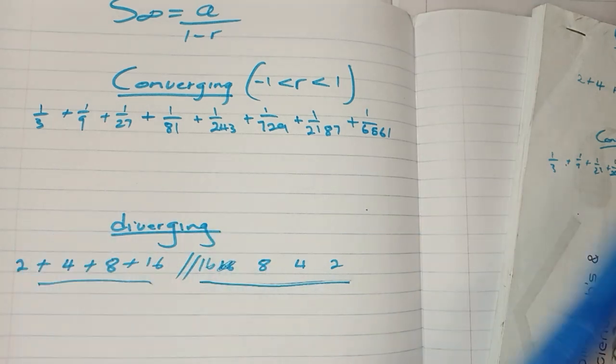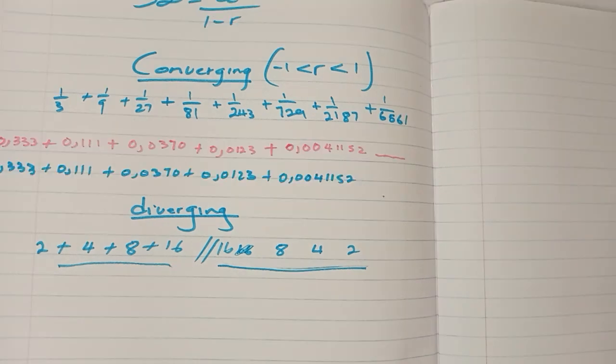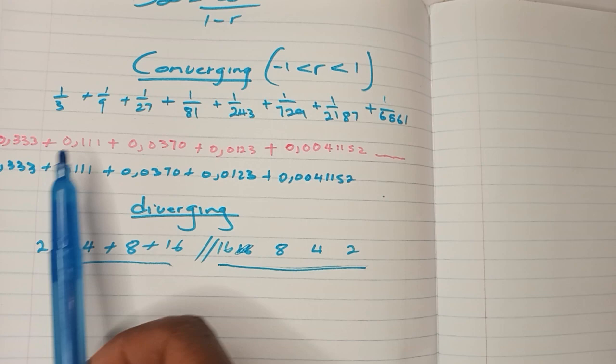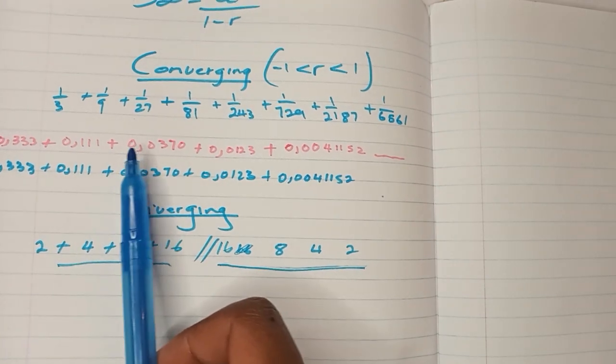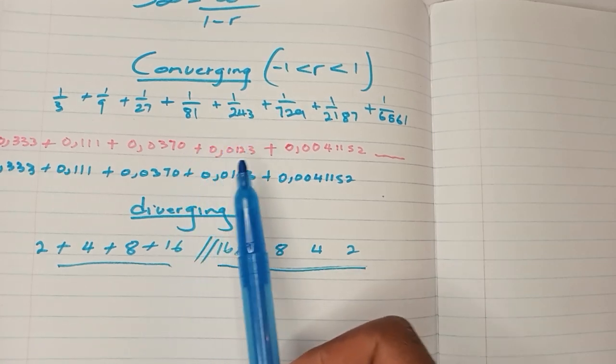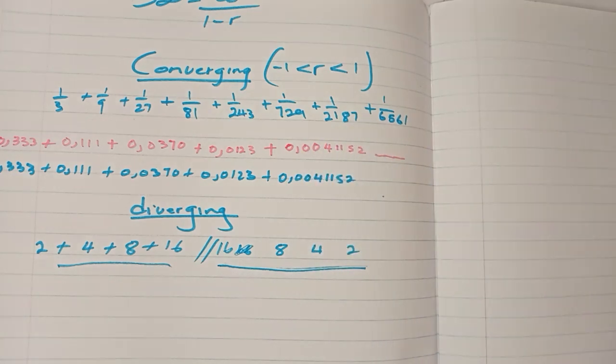Let us convert these into decimal. I want to show you something. Believe me guys, after this you will be understanding what is a converging. Forget about diverging. I'm kidding, but yeah, you won't be asked about it anyway. So I've converted these into decimals, and let me read out for you if you cannot see clearly. It's 0,333 plus 0,111 plus 0,0370 plus 0,0123 plus 0,004152, blah blah blah. It goes on.